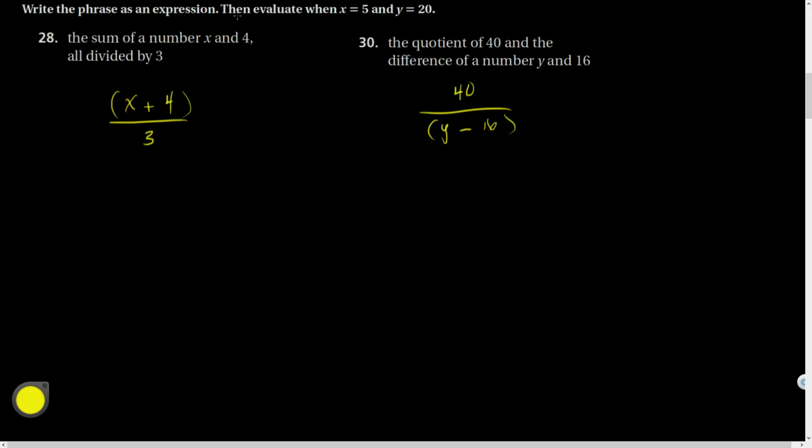Now then I realized they said then evaluate. What is that? What do they want us to do? They want us to plug in this value for x and then use just plain old order of operations. They want us to plug in this value for y and then use plain old order of operations. Technically, an expression could have more than one variable in it, and I could have plugged in both the 5 and the 20 into the same expression if they asked me to.